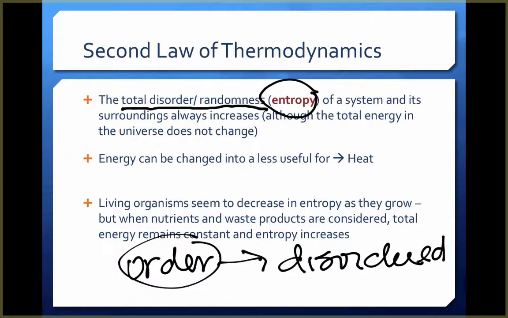Now, as things go from order to disorder, energy can also be changed into something less useful, which is heat energy. And heat energy is one of the things that can cause more chaos. So how I can explain this is you have a party, and before your party happens, you clean your house really, really well. Now, as you go through the party, what happens to your place?